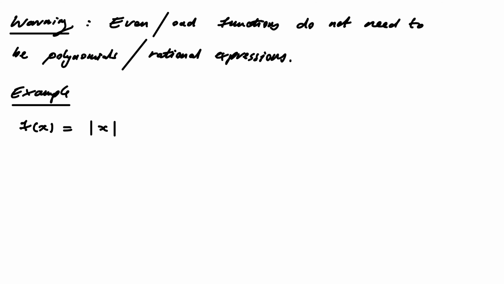Is this odd? Is it even? Well, let's have a check. As always, let's feed in minus x and see what happens. So this is equal to the absolute value of minus x, but we know that's equal to the absolute value of x. It's one of my defining properties of the absolute value. The distance of x and minus x from 0 is the same, so this is equal to f of x. So the absolute value is an even function.